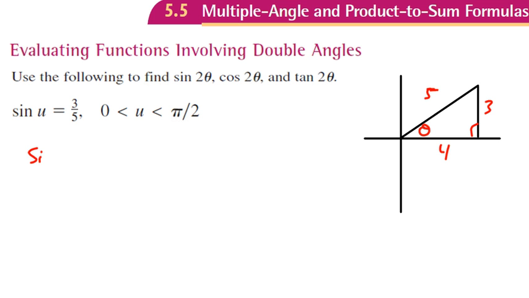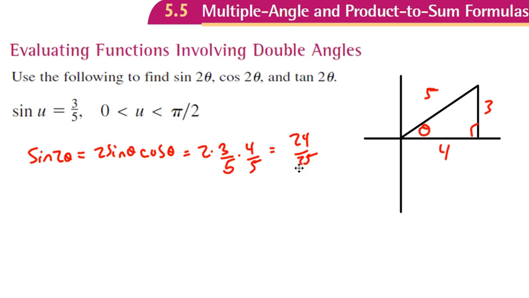If I want to find sine of 2 theta, well, that means I have to do 2 sine theta times cosine theta. Well, 2 times sine is 3 over 5, so that's 3 over 5 times cosine theta. Cosine is adjacent over hypotenuse, so times 4 over 5. And doing all that mumbo jumbo, you get 24 over 25. Shabam.